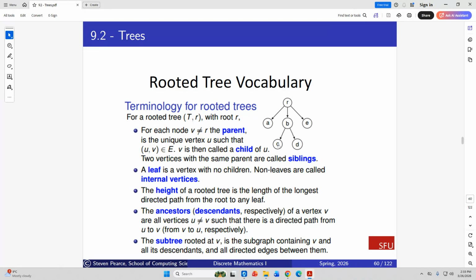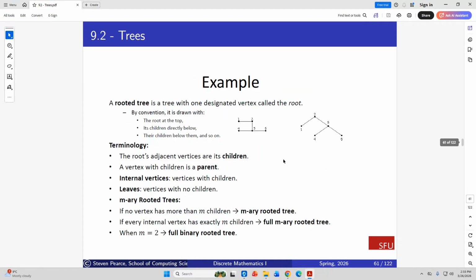A leaf is at the end here. It's just a pendant vertex. The height of a rooted tree is the length of the longest directed path from the root to any leaf. So there it is: length 2, height 2. The ancestors and descendants of a vertex V, well, it just means everything that goes below there. So the ancestors of the root are all of these nodes. The subtree, we know what a subtree is. You could call this a subtree. This is a subtree.